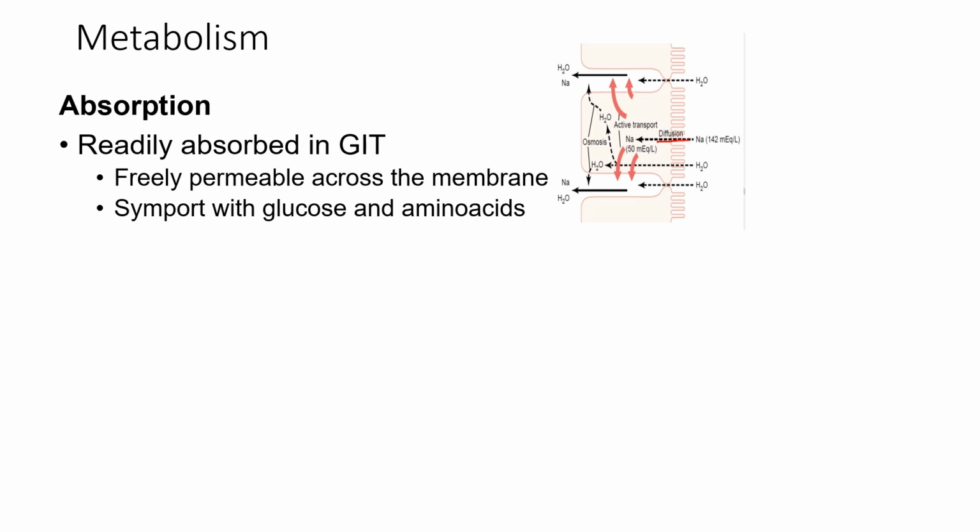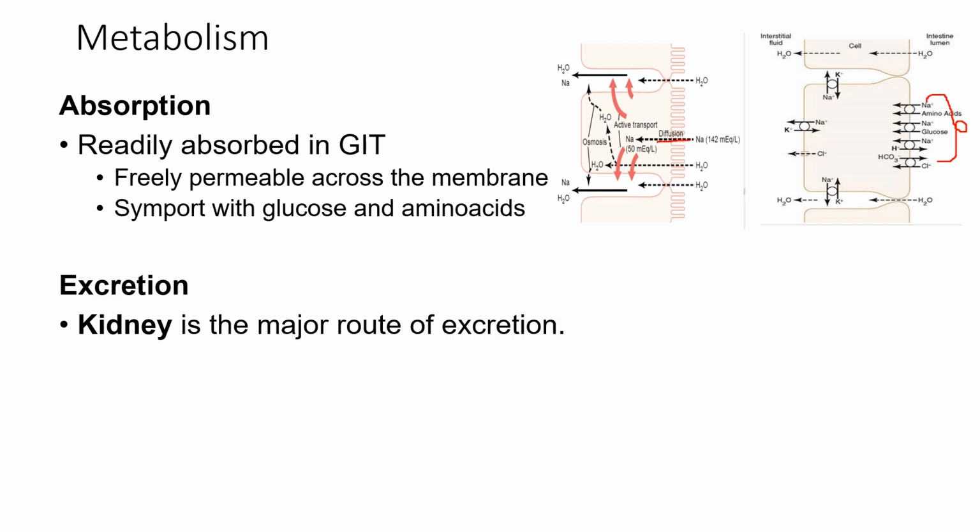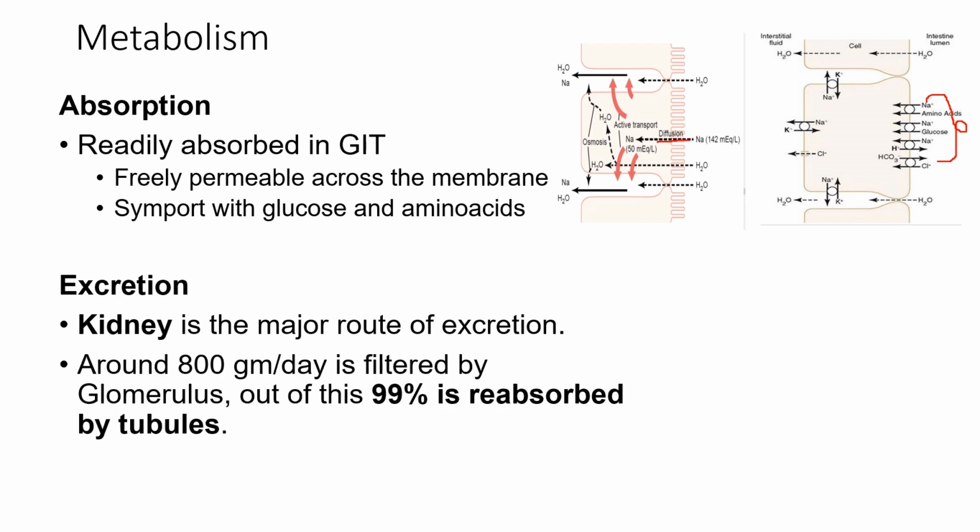The second mechanism is a symport with glucose and amino acids. This you have already learnt in digestion and absorption of carbohydrates and proteins. We have sodium dependent glucose transporters. So with the help of these two mechanisms, that is diffusion and symport, sodium is readily absorbed in the GIT. Coming to the excretion, kidney is the major route of excretion.